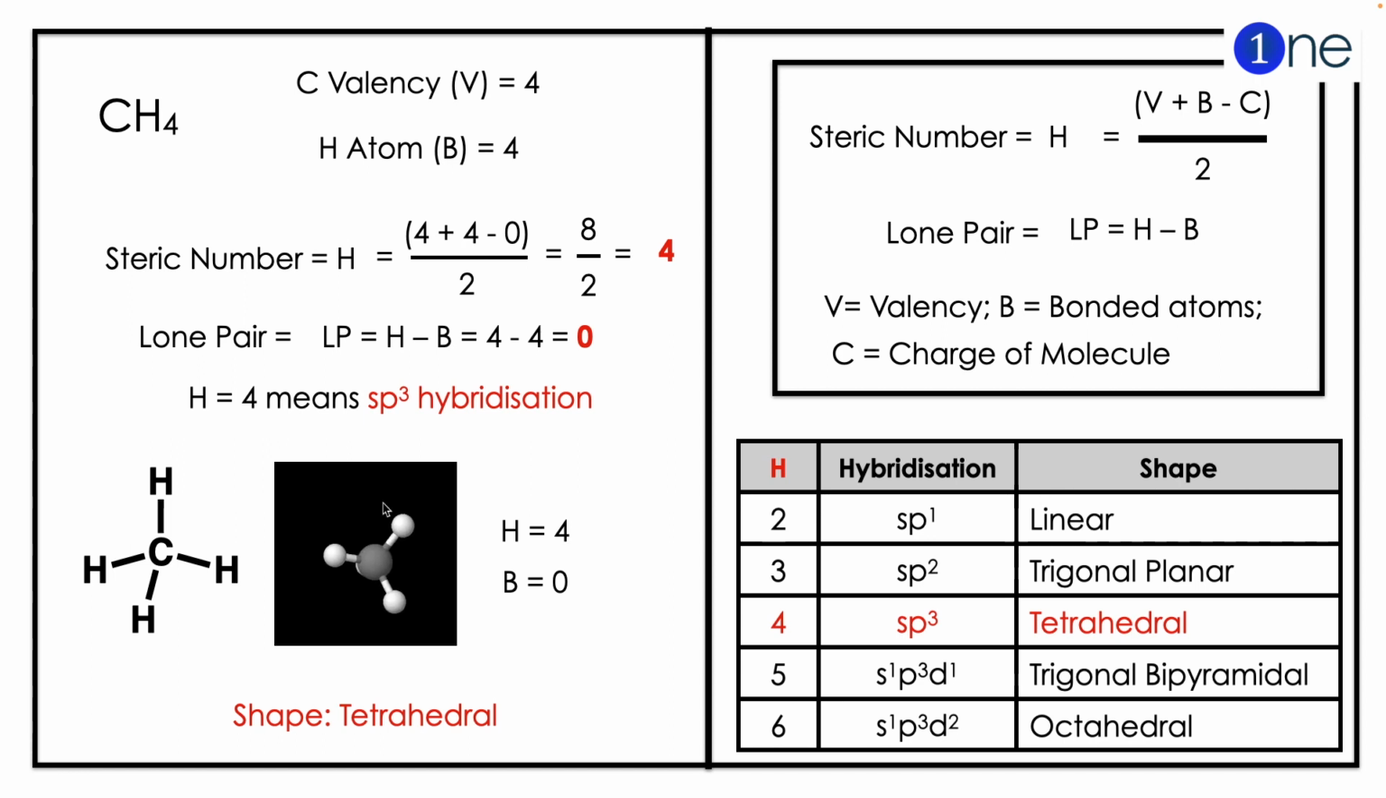is 4. So if you apply the formula, you have 8 by 2 which gives 4. So steric number is 4. Lone pair is V minus B, which is 0. Steric number 4 means sp3 hybridization. Everybody knows carbon is tetrahedral. It can be better realized by 3D animation. So methane hybridization is sp3, shape is tetrahedral.